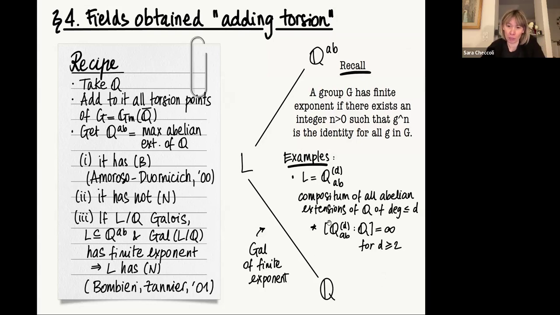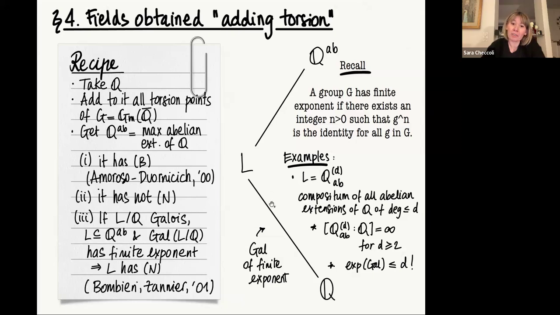For d equal to 2, you're taking all the quadratics, for instance, and this also already has infinite degree. However, it is Galois, it's quite clear, but the exponent of the Galois group is also clearly bounded by, for instance, d factorial.